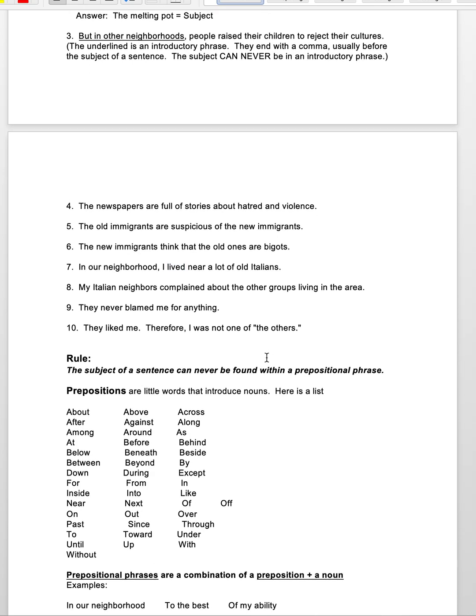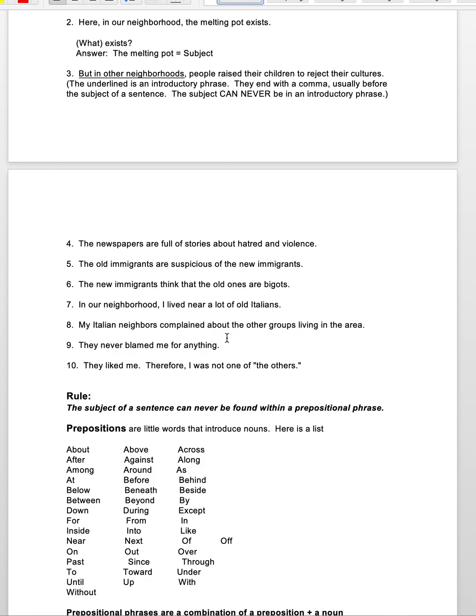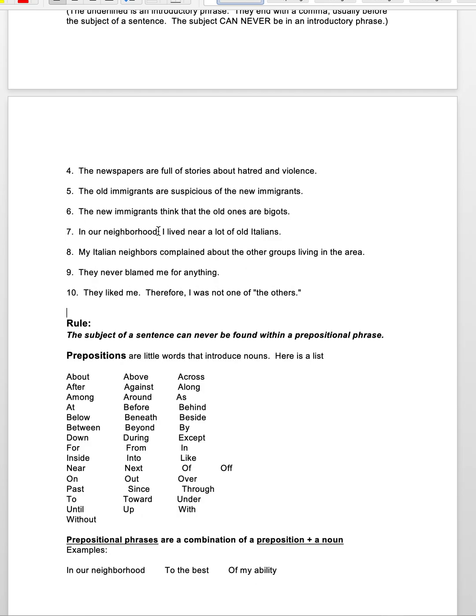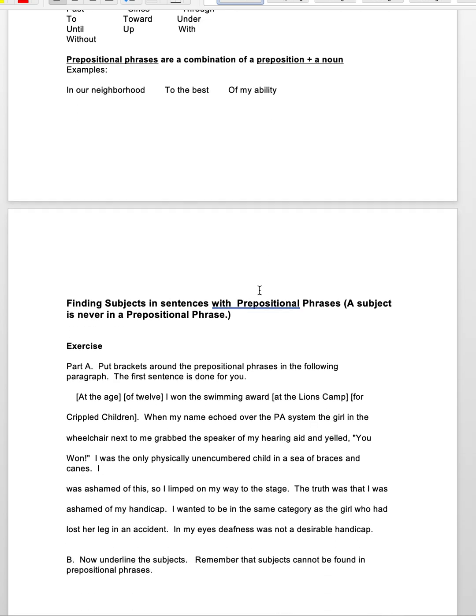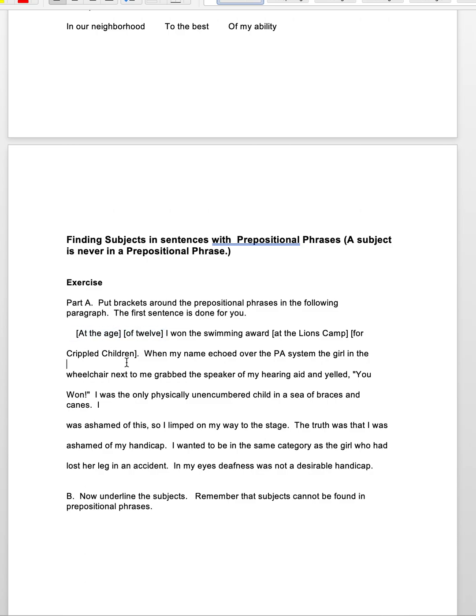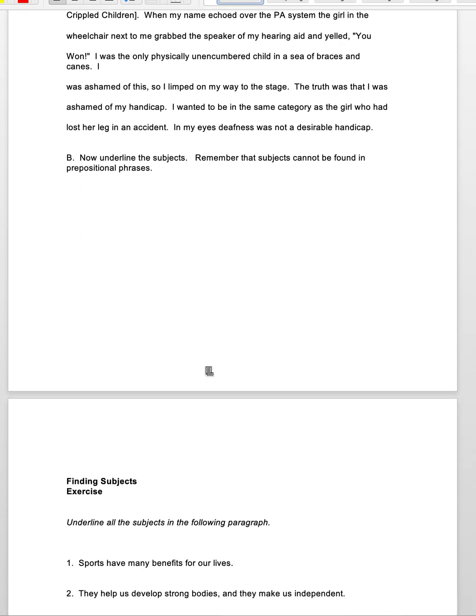So that's just one way that knowing where a subject is in a sentence can help you. And it can never be in a prepositional phrase, like "in our neighborhood." See, it starts with "in," one of these prepositions here. So that's one way to help eliminate where a prepositional phrase is. And this exercise here helps you do that. You put brackets around all the prepositional phrases, and that trims your sentence down to just its base parts. "I won the swimming award," and then it's pretty easy to figure out where the subject is from there. Who or what won? Who or what did the verb? I did. I. So that's the answer there.